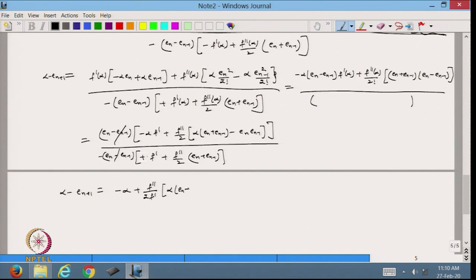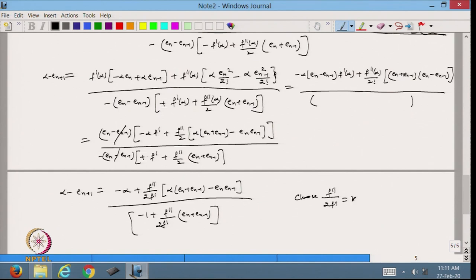Divided by α e_n plus e_{n-1} minus e_{n-1}, divided by, so I can take the f' from here. So it will be minus 1 plus f'' by f' into 2, and this will be e_n plus e_{n-1}. I have taken the f' from both the numerator and the denominator. Now based on this, I choose f'' by 2 f' equal to some k.